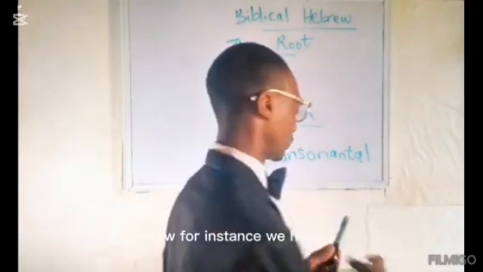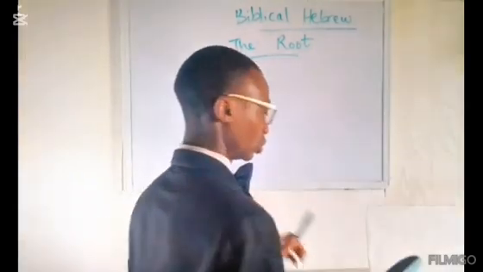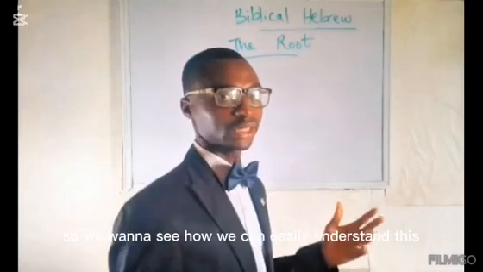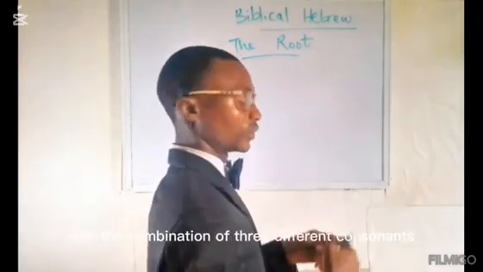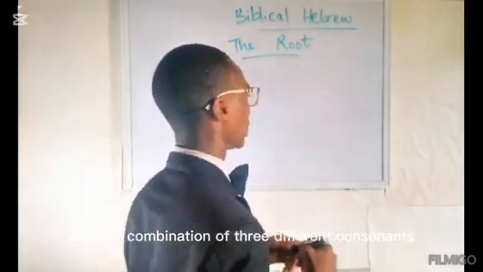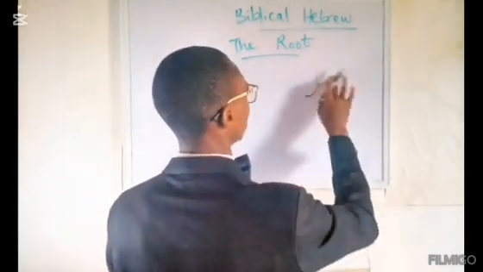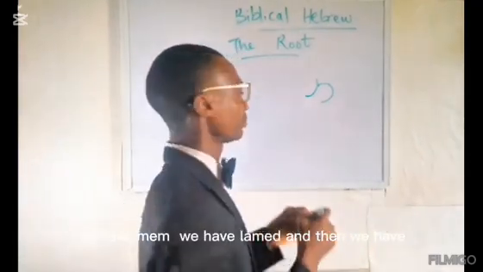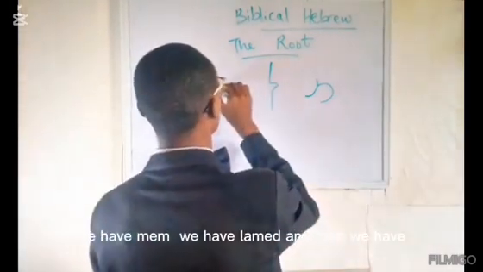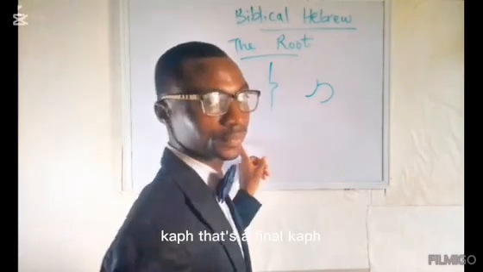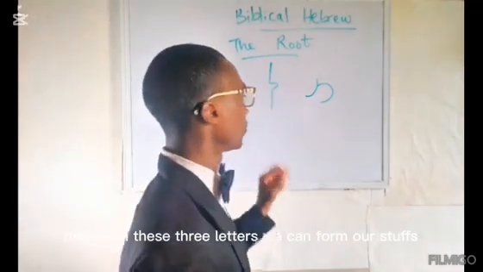Now, for instance, we said they are majorly consonantal in structure, so we want to see how we can easily understand this. That shows that they are formed with a combination of 3 different consonants. For instance, we have mem, lamed, and then kaf, a final kaf. Now, from these 3 letters, we can form words.